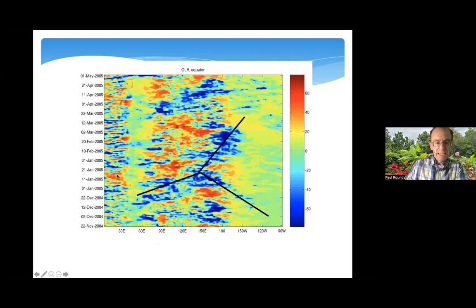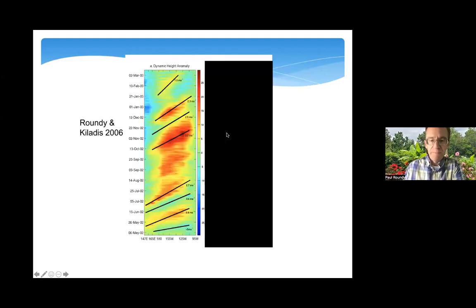Now, this is a longitude-time diagram of outgoing long-wave radiation data, 2004 into 2005. We have a classic kind of event of MJO coming in from the west and an equatorial Rossby wave coming in from the east. The two of them combine, and here you get enhanced convection and westerly wind. And then further east, later, you get this slow eastward moving rainfall region.